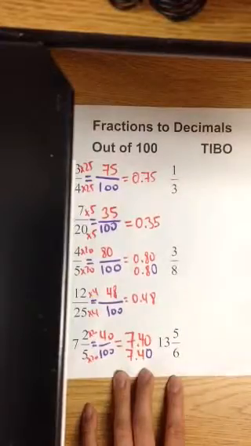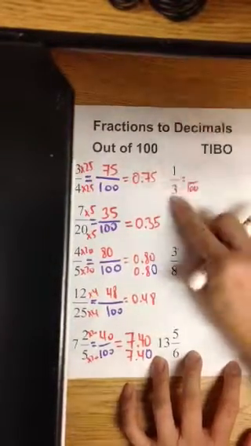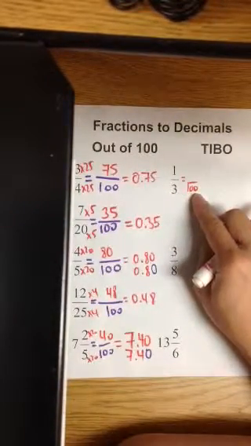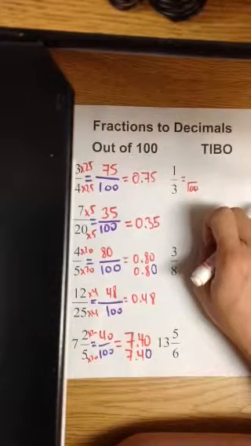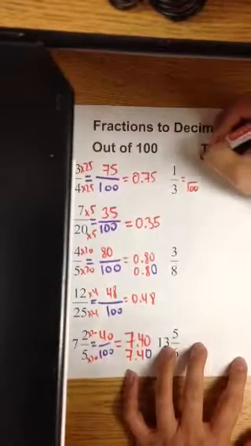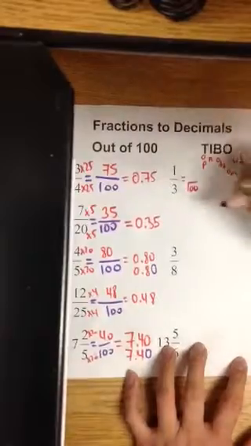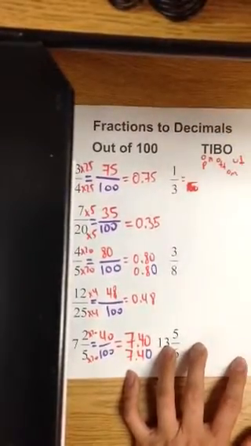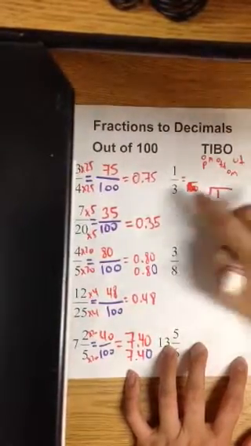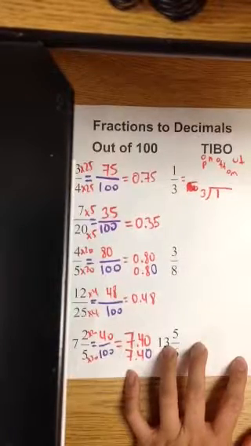Now, let's try these. 1/3. The Tybo. Can 3 go into 100? Well, if I multiply by 33, that's 99. No, not exactly. So we're going to be learning something called the Tybo method. Tybo represents top in, bottom out. So looking at this fraction, which number is on the top? 1. Which number is on the bottom? 3. It goes on the outside.